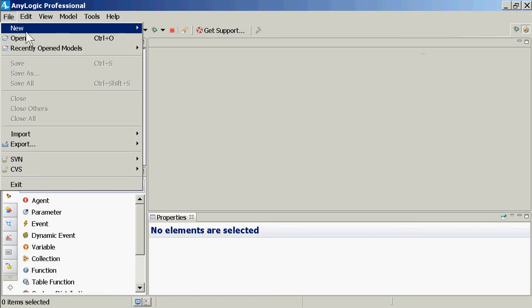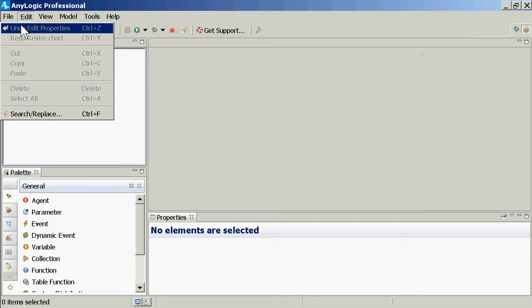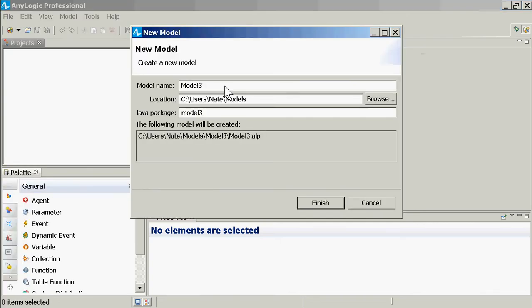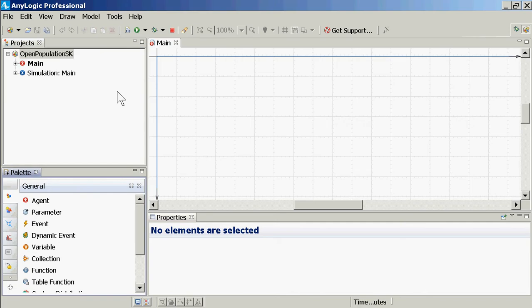And then choose model. So we'll do File, New Model here to start our open population model. Oops, New Model. Boom. And here we're going to call this open population. And I'm going to call it SK. You don't need that moniker to set it. Okay.